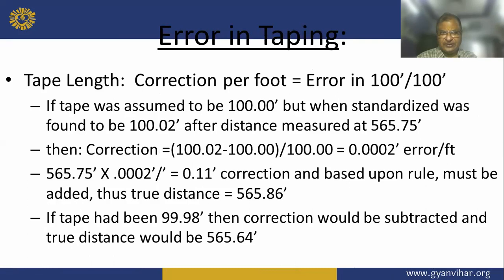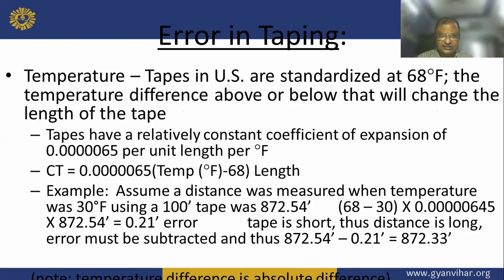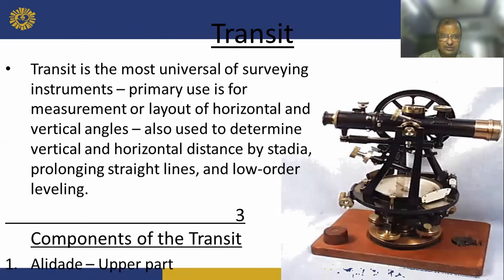Now errors in taping. This is a numerical problem, and this is also a numerical problem. And this is the transit machine. The transit is the most universal of surveying instruments, used primarily for measuring and laying out horizontal and vertical angles. It is also used to determine vertical and horizontal distance by stadia, prolonging a straight line, and low order leveling.